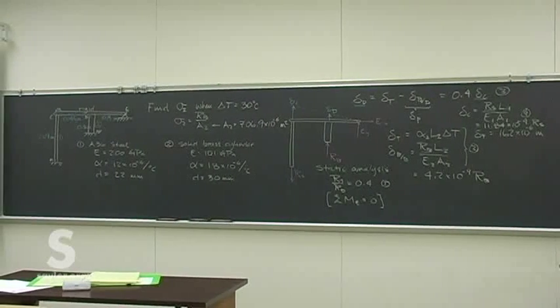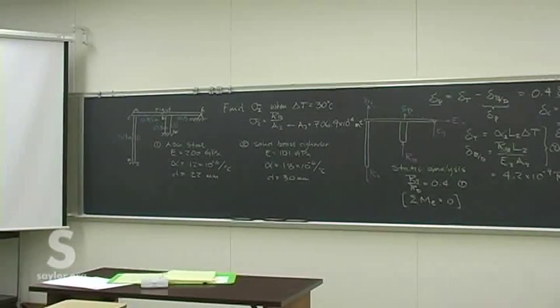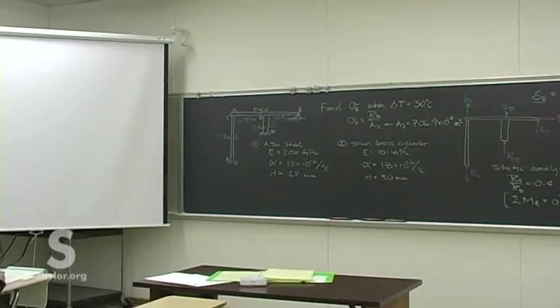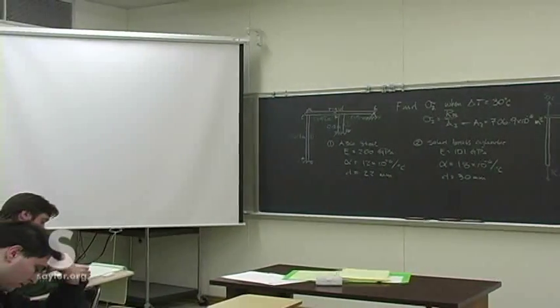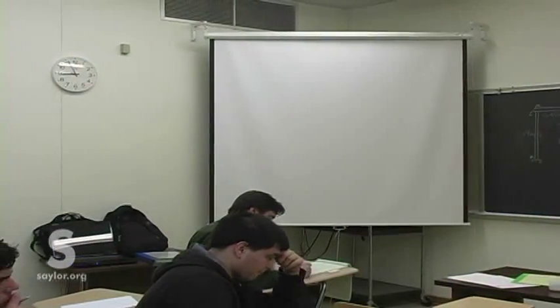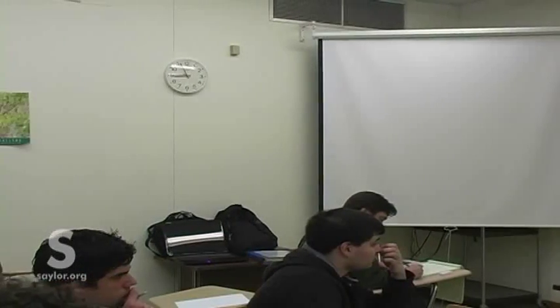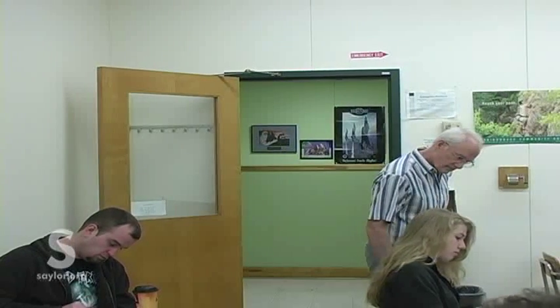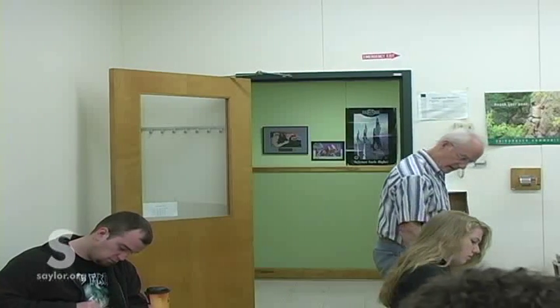Anybody have anything left? I don't have RS written down, but you can get RB from that because of the static part. RS over RB is 0.4. What do you have for RS? He has 34. 34 what? Should be positive since it's tension. And then you have RS, so you could find RB.